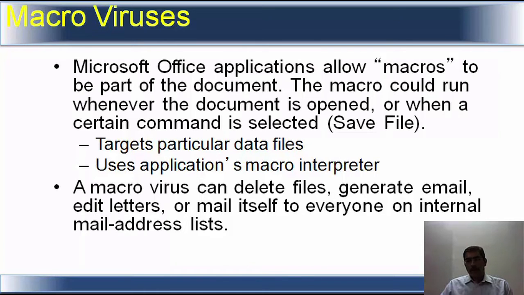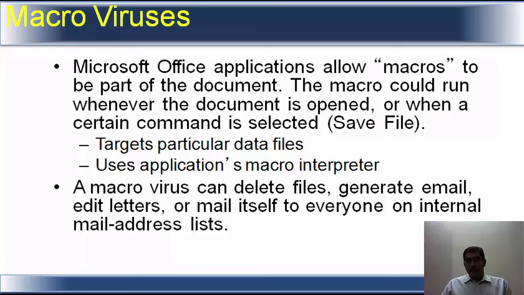Macro viruses. What are they? Generally, Microsoft applications allow macros to be a part of the document. This macro can run whenever a document is open, or when a certain command is selected. For example, when you click on save file, you can trigger a macro if it is configured. So these macro viruses target a particular data file, and they use the application's macro interpreter, that is Microsoft Office's macro interpreter.